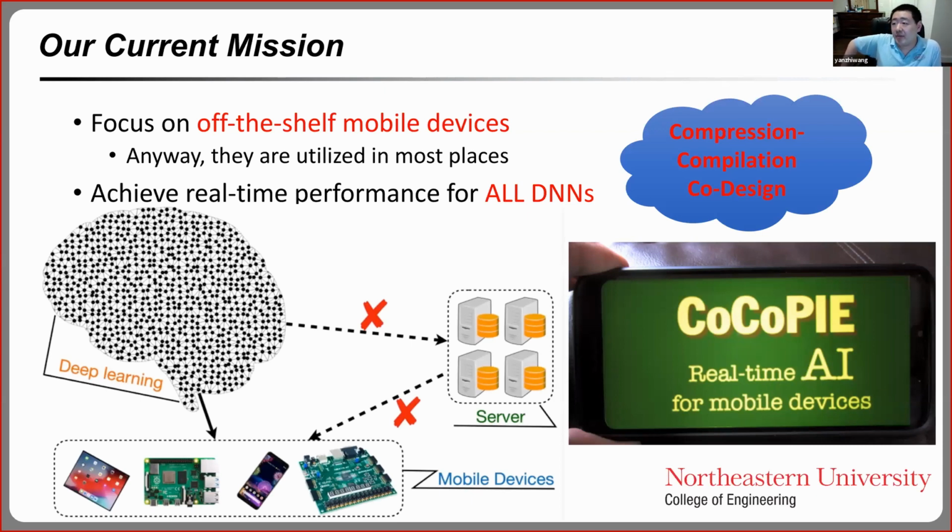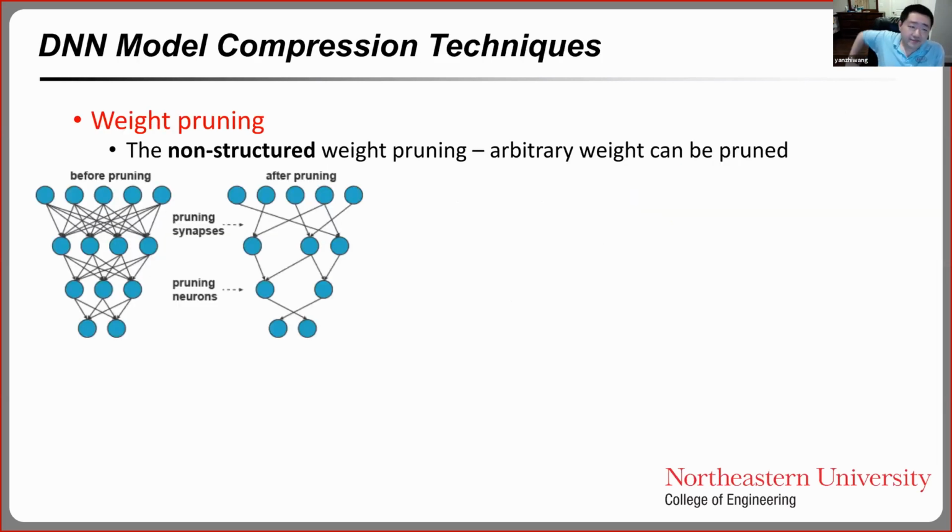So we're building the compilers, we are using the compression techniques, and we're going to make them match each other. Together, they are going to achieve acceleration that could not be achieved before. And our framework can enable real-time AI on mobile devices.